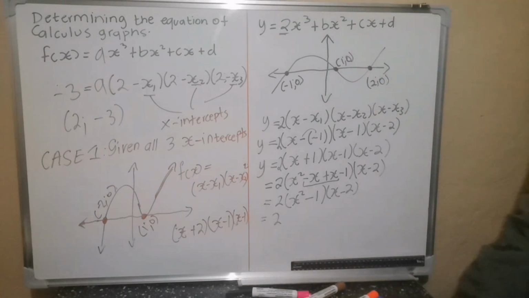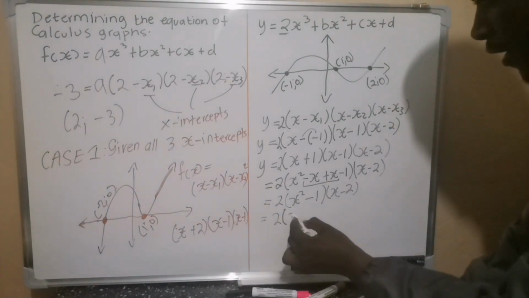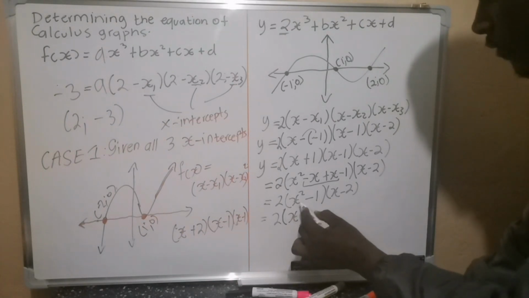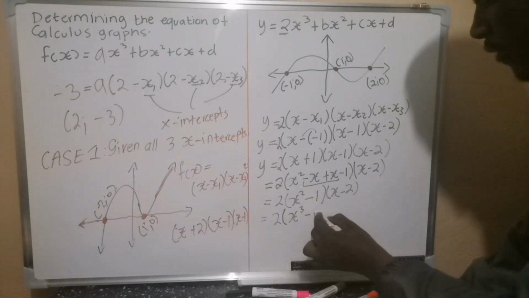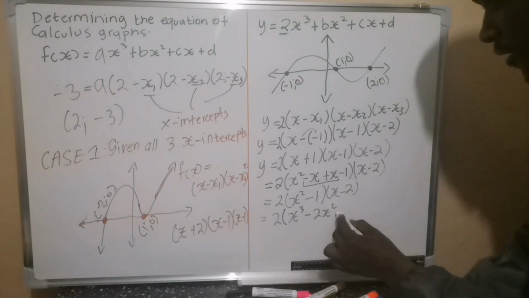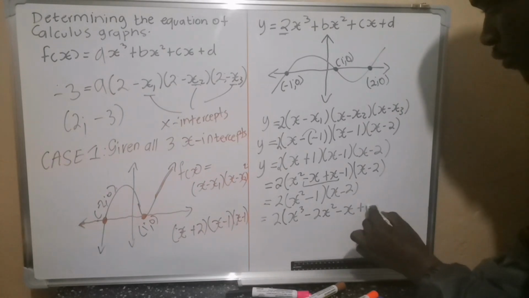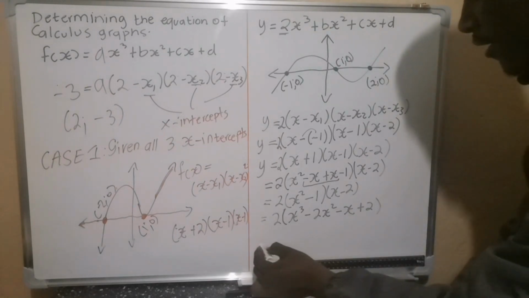Then again, you multiply these 2 brackets here. You're going to have x squared times x, x cubed. X squared times negative 2 is negative 2x squared. Negative 1 times x is negative x. Negative 1 times negative 2 is positive 2. Then you close the bracket.